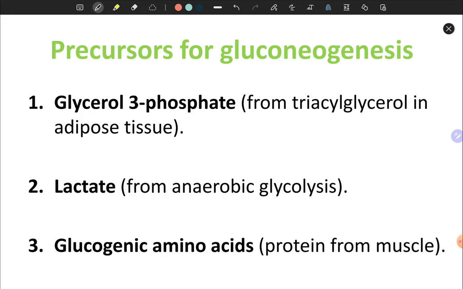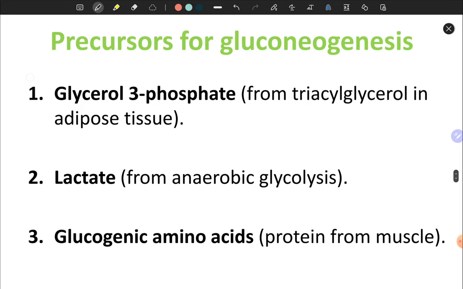How many amino acids do we have? 20. How many of them are glucogenic? 18. Very good. And the other two? They are ketogenic. Very good. So we have 20 amino acids.